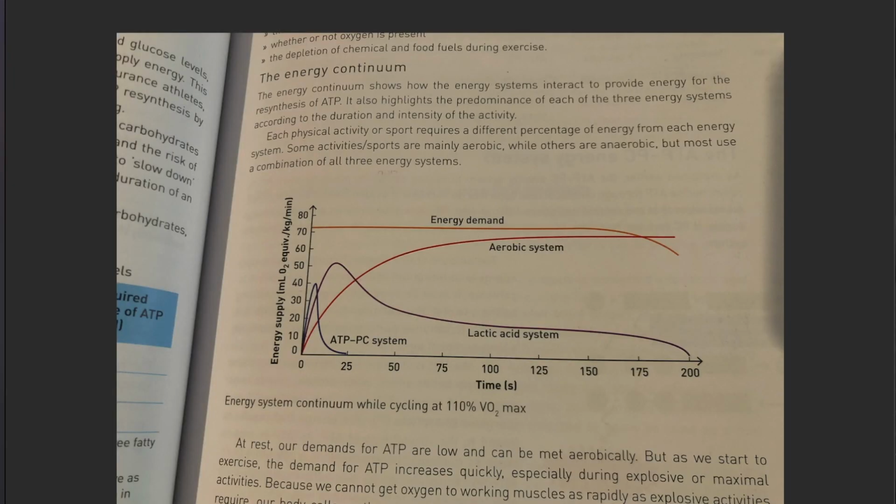Those initial notes are regarding the reasons why one or another energy system may be dominant during a particular physical activity or exercise. What we're going to look at now is something very important that often comes up in SACs and exams as a question, and that refers to the energy system continuum. This is a graph that is very, very common for you to see as an exam question.